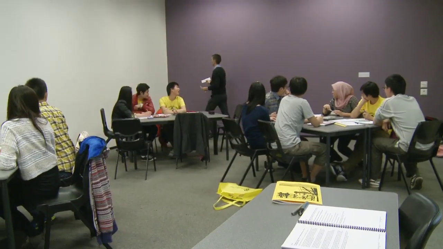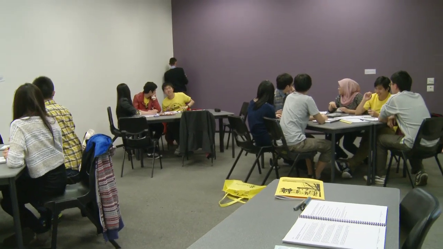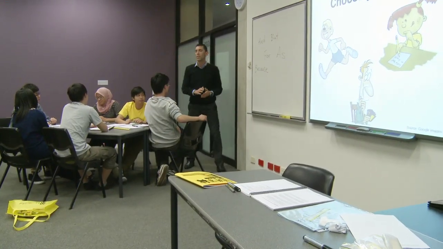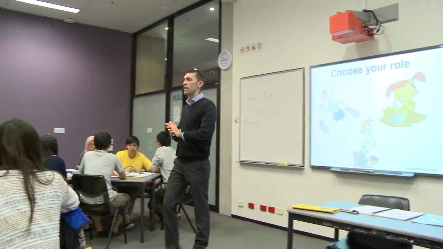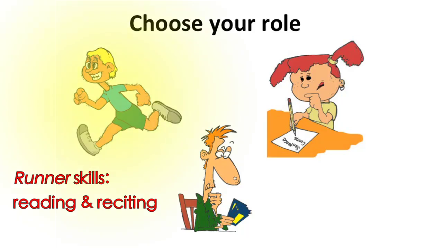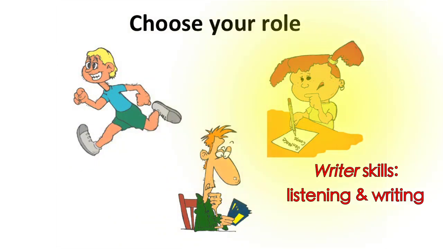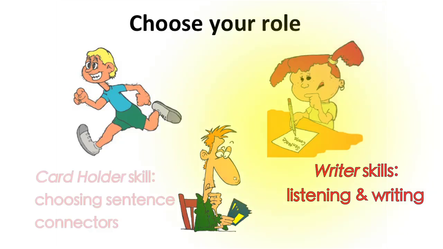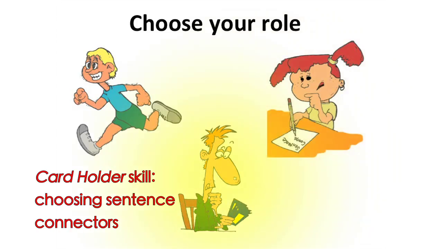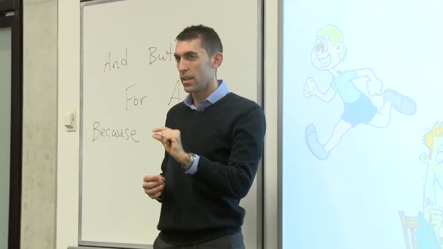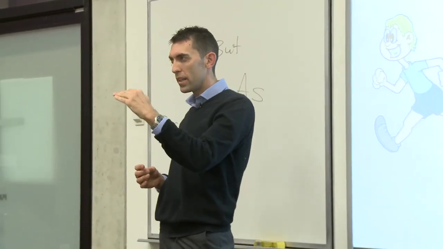Now, runner, I'm going to put some of these around the room. Runner, your job, when I say go, is to stand up and read the cards and try to remember what you read. Then come back and tell your writer. Writer, you have to listen to what the runner tells you and write down exactly what they say. Card holder, once the runner gets a couple of sentences, you have to start thinking about which card is going to start each of the sentences. And you have to think very carefully about the meaning of each sentence, yeah?